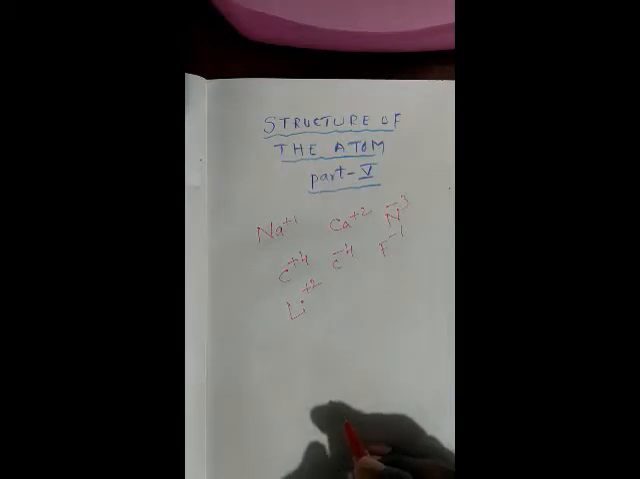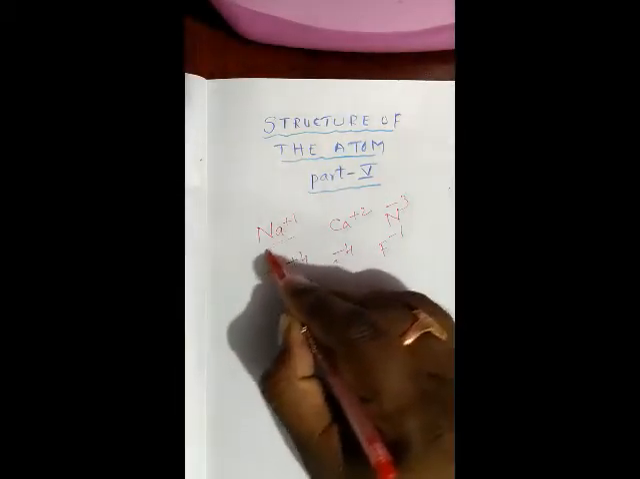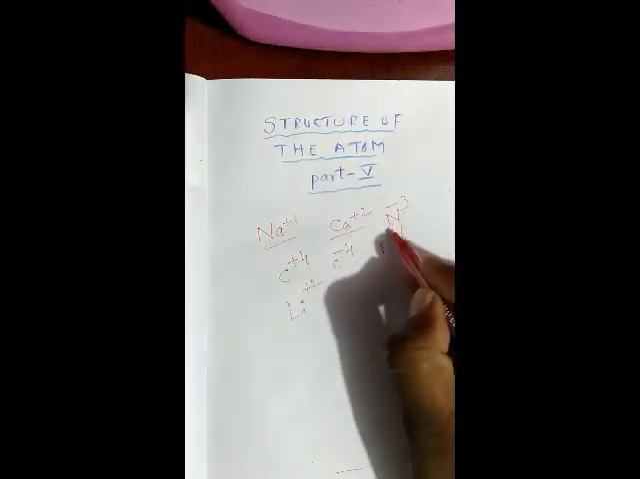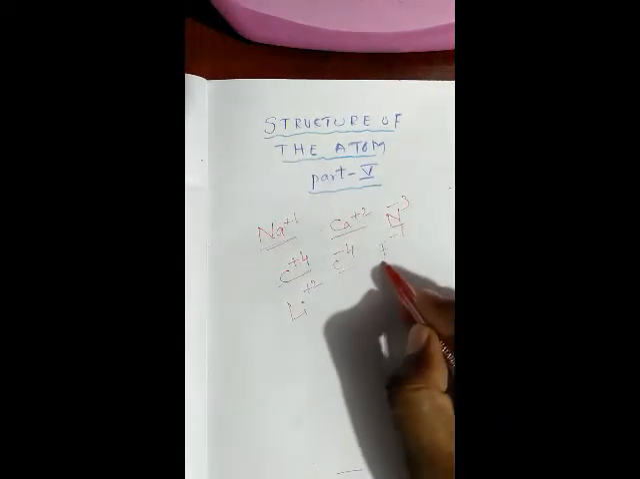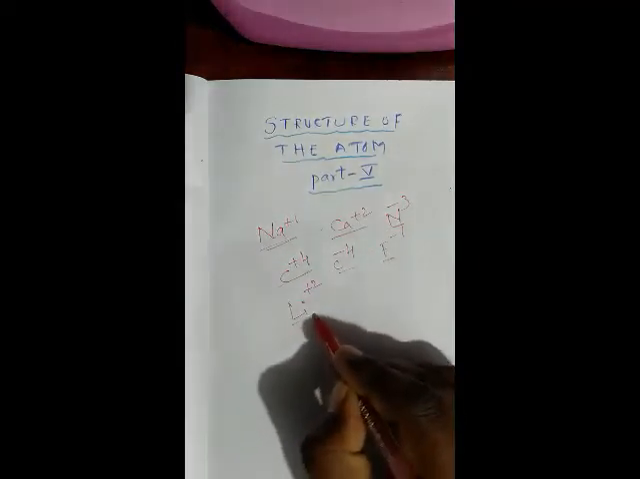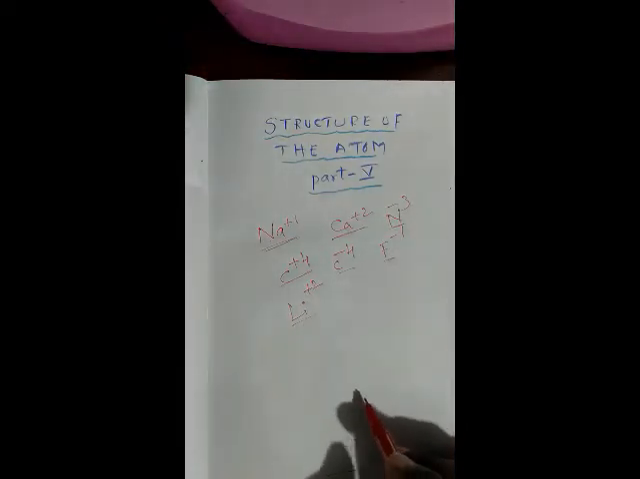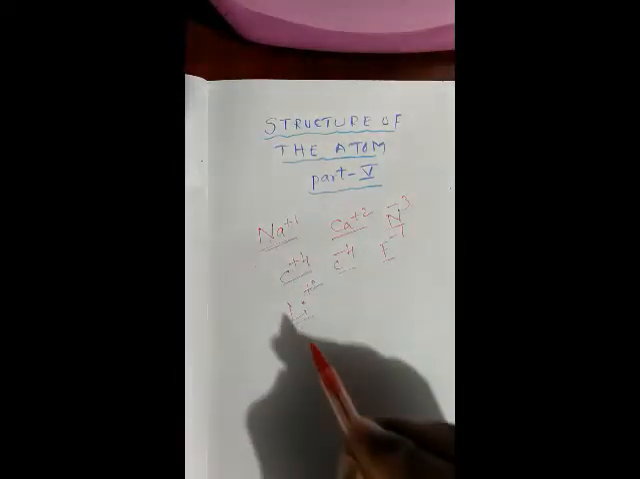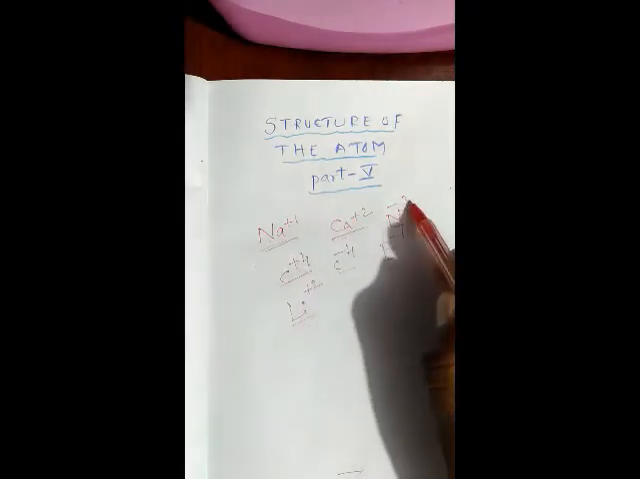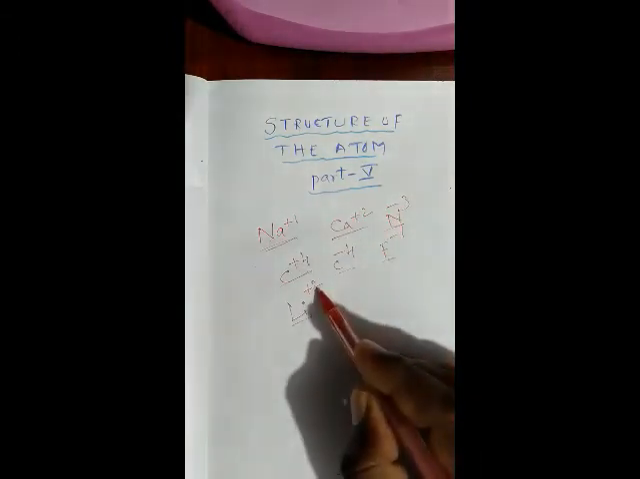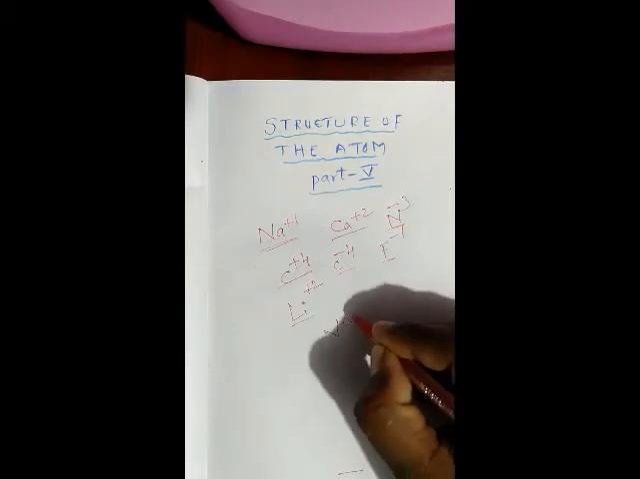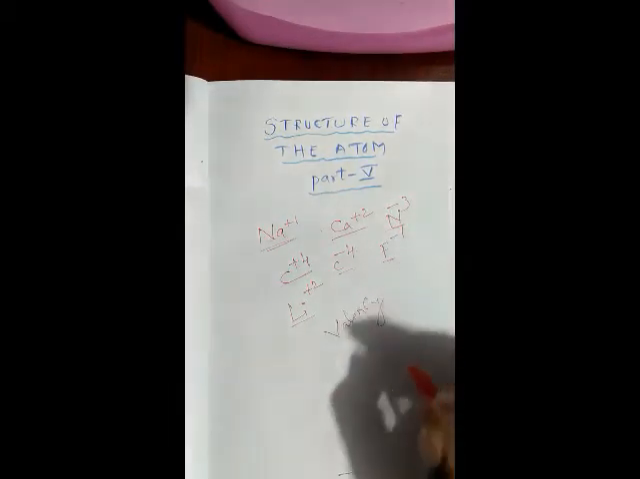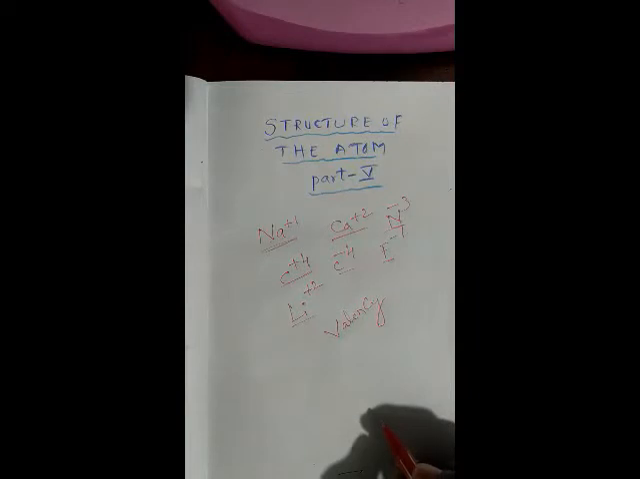In that class I told how this Na plus 1 is formed, Ca plus 2 is formed, N minus 3, C plus 4, C minus 4, F minus 1, Li plus 2. Here these numbers 1, 2, 3, 4, 4, 1, 2 are all known as valency. That means we have completely discussed the valency topic.